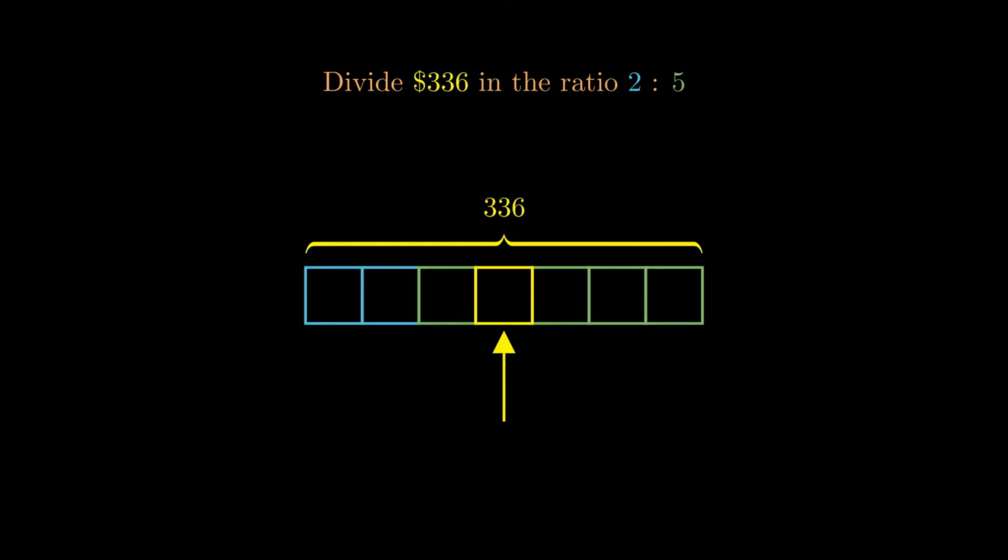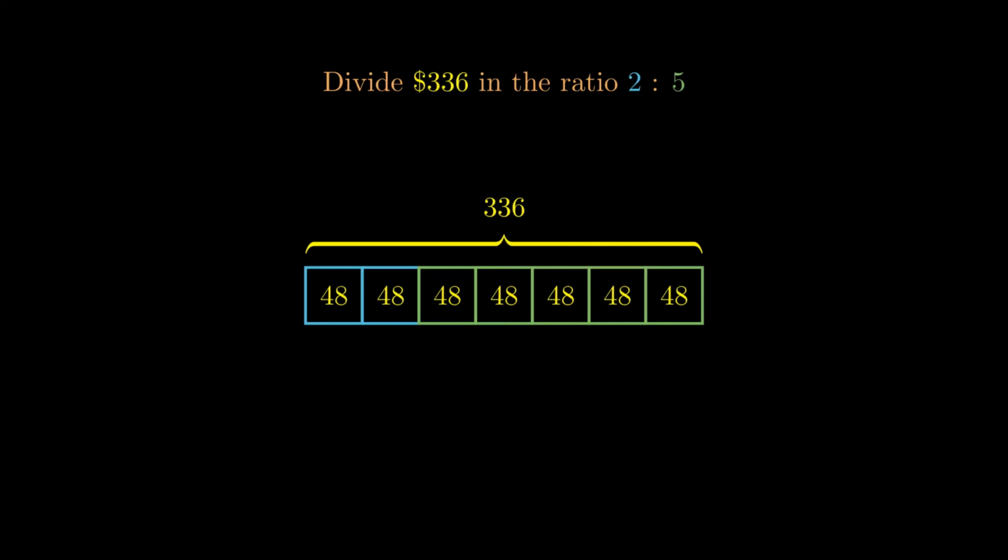Now, since there are 2 blue bits and 5 green bits, we would have 7 in total. So the size of each bit would have to be 336 divided by 7. And that amounts to $48 for each bit. Now, as before, the size of each bit is the same across both the blue and green parts, so they're all going to be 48.